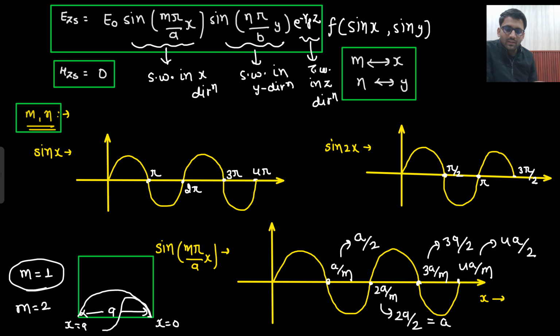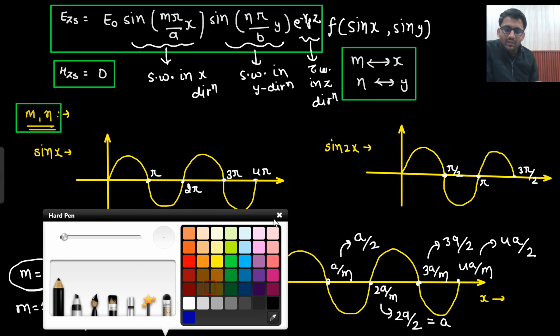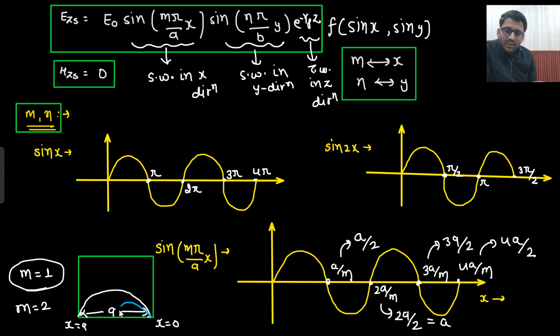Let's make it better with a different color of pen. If m value is 2, then two half cycles would come. So this we have made for m equals 1, and this we have made for m equals 2. If m value was 1, then one half cycle was coming. If m value was 2, then two half cycles were coming. And where are the half cycles coming? In the x direction. So in the x direction, two half cycles are coming for m equals 2, and for m equals 1, one half cycle is coming.